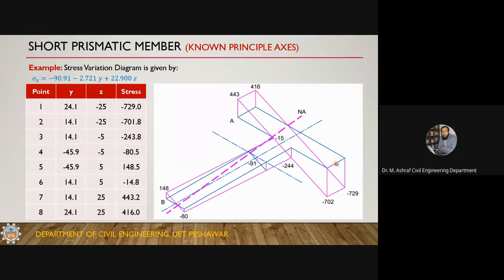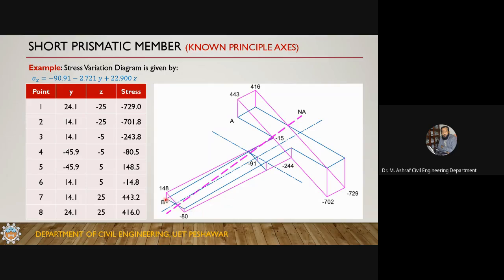Plot these values. This light blue color is the cross section. Now, this is the stress 729. This is slightly less than this one, 702. This is 244, so I'm joining the line. And here this is 80, I'm joining, so all of them have negative stresses.